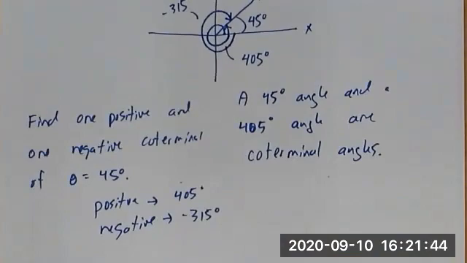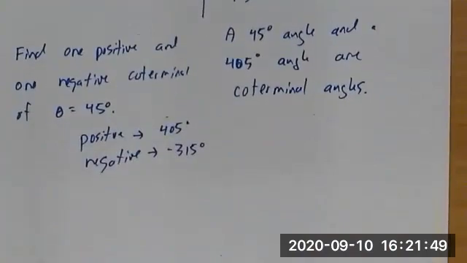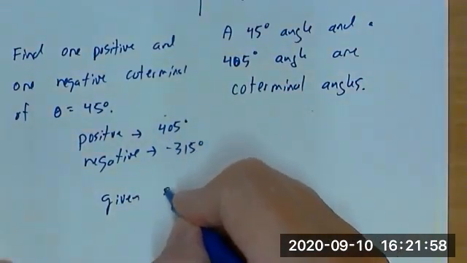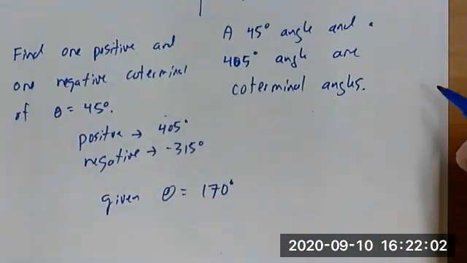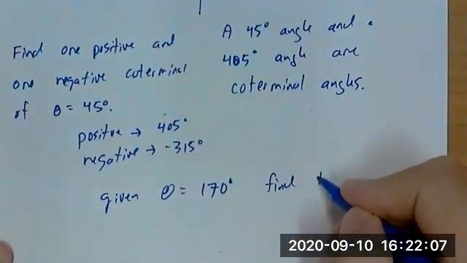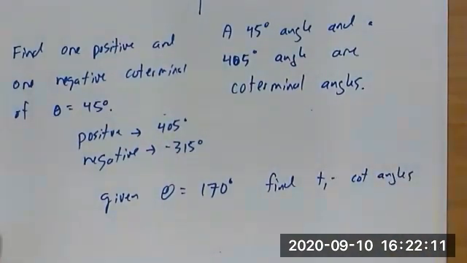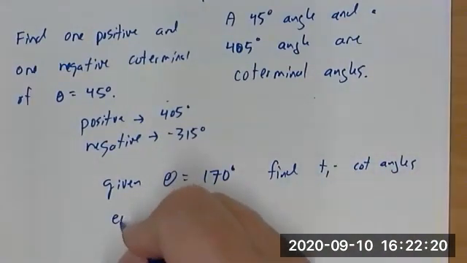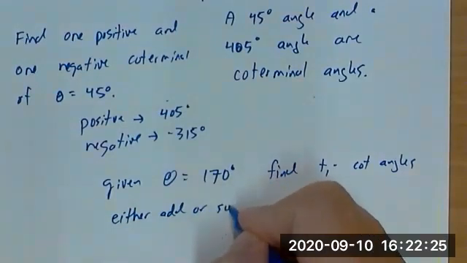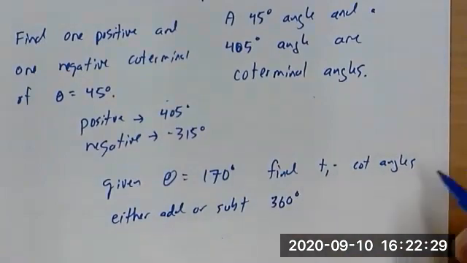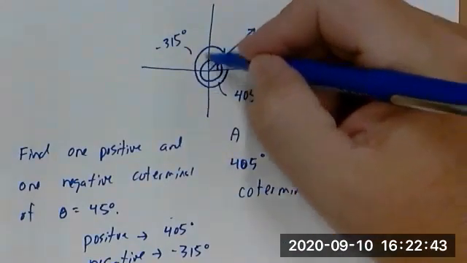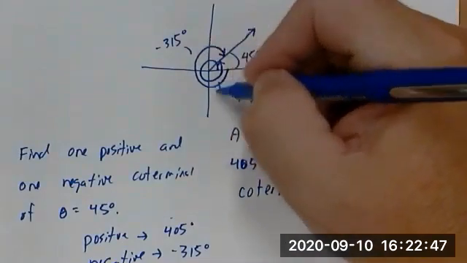Let's do another problem, and we'll do it strictly mathematically and not actually drawing out the angles. So say we're given an angle of 170 degrees. Find a positive and negative coterminal angle. Mathematically, all you do is you either add or subtract 360 degrees, right? Because that's all we're doing when we find coterminal angles. If you look at this 45-degree angle, what did we do? We added 360. 45 plus 360 is 405. Since we want to finish in the same place, we just want to make an extra trip around.